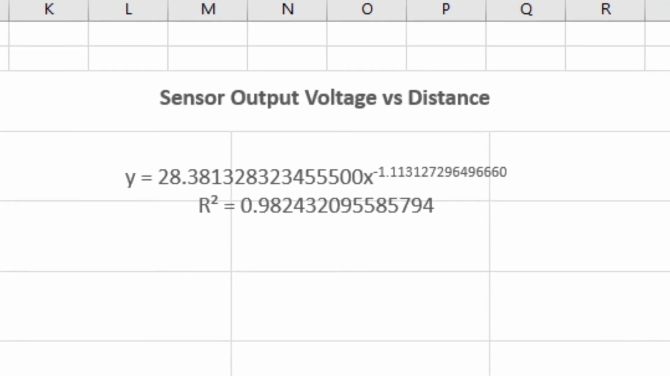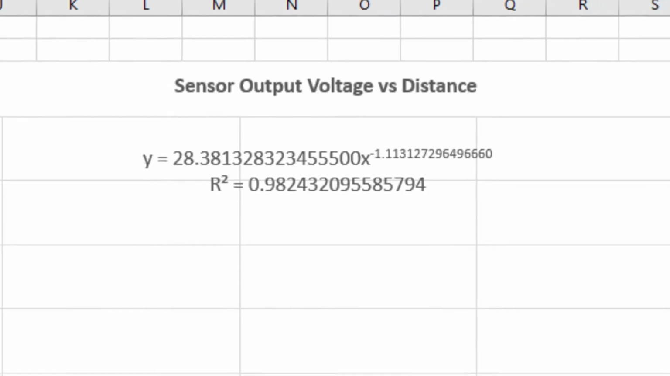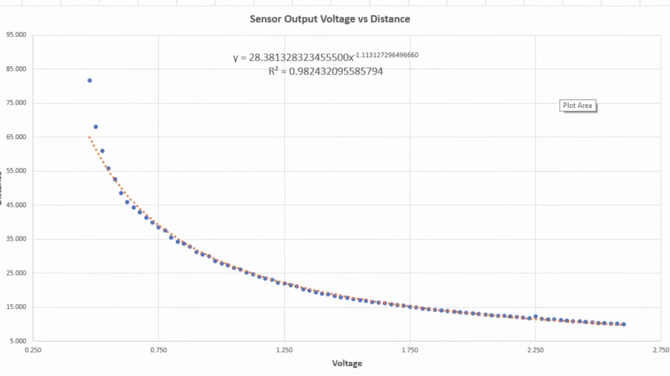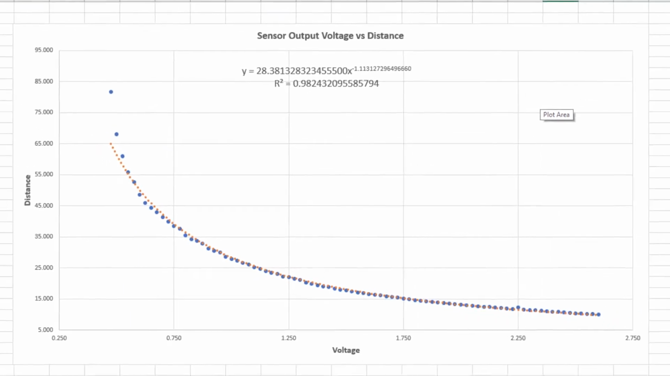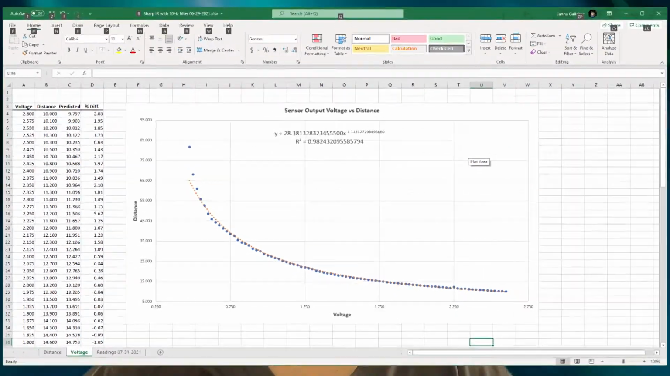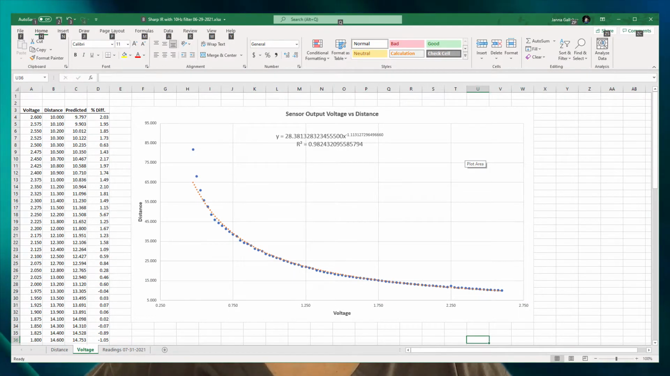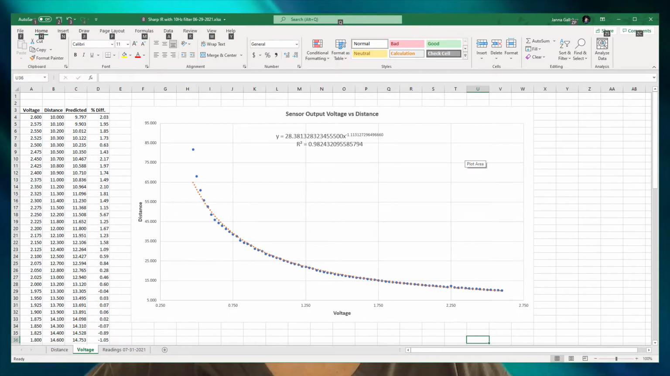You will notice that the equation has values with 13 decimal places. It is necessary to go to that precision to get the needed accuracy. Even with that precision, the trend line diverges significantly as the distance approaches the 80 centimeter limit. The equation has an r² value of 0.98. A perfect fit would have been a value of 1.0, so this equation is a reasonably good fit over most of the range.